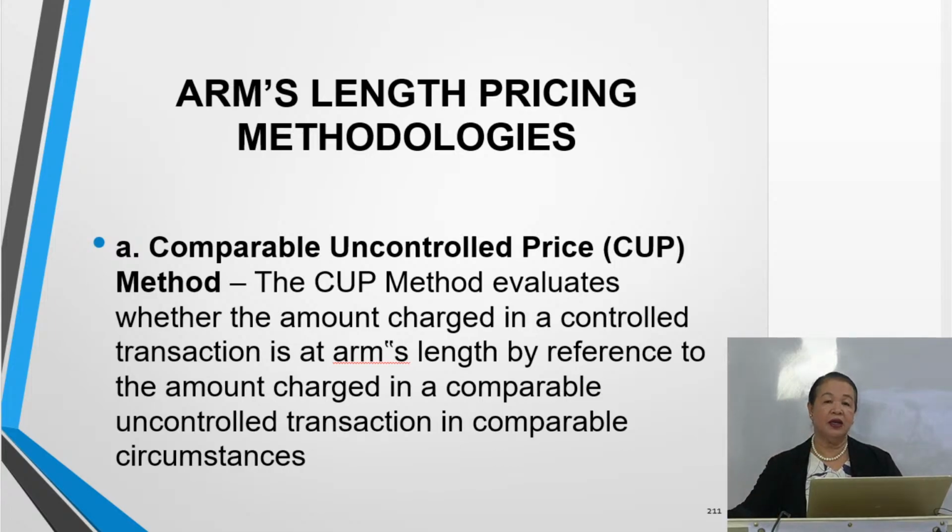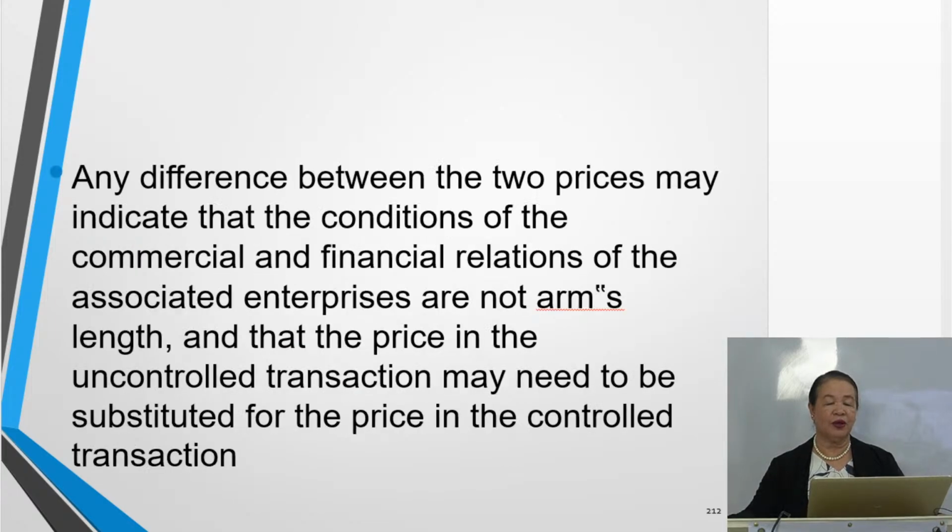So, anong ginagawa dito? Compare the price of the related parties with that of the unrelated parties. And sino dapat na price ang magpe-prevail? The price of the unrelated party. So, you compare the price. So, any difference between the two prices may indicate the conditions of the commercial and financial relations of the associated enterprises are not arm's length and that the price in the uncontrolled transaction may need to be substituted for the price in the controlled transactions.